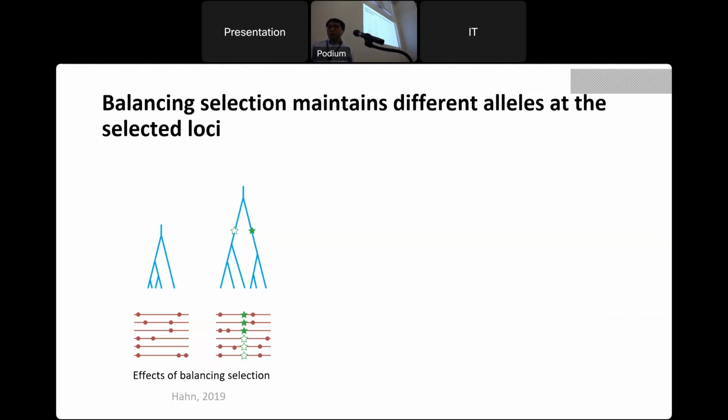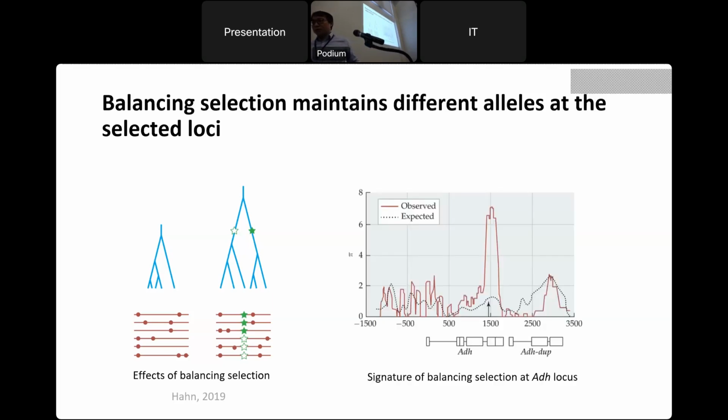So according to Han et al., this balancing selection is going to leave a genomic signature in the genome, because the genealogy of the balanced selected loci is going to stick around in the genome longer than you would expect under neutral conditions. If two alleles are maintained in the population, they have more chance to accumulate mutations and make that region more diverse. So if you just scan the genome, for example, this ADH locus is under balancing selection, and this results in much higher diversity as you would expect.